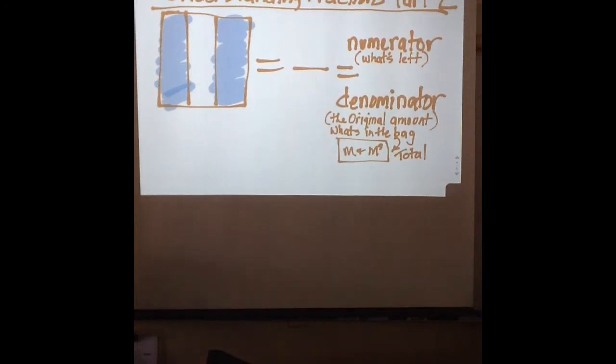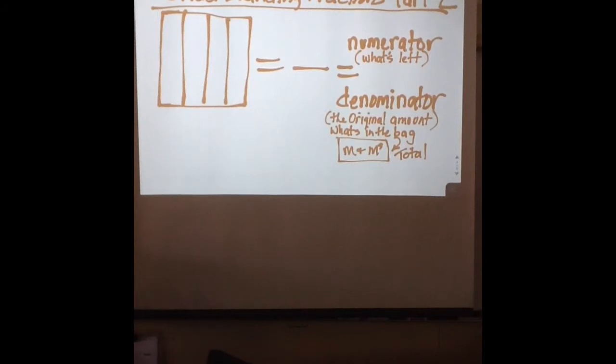Ready to do another one? Yes. Okay. Here we go. All right. What's the chant? How many pieces is this cut up into? 4. So the 4 goes on the bottom. That tells us how many pieces it was originally cut up into.